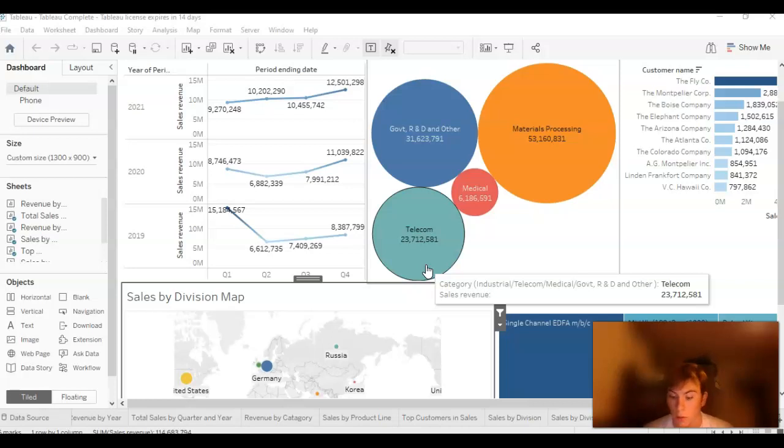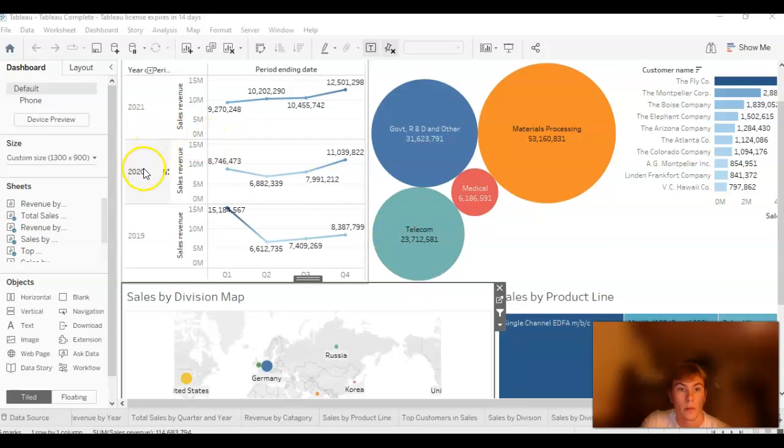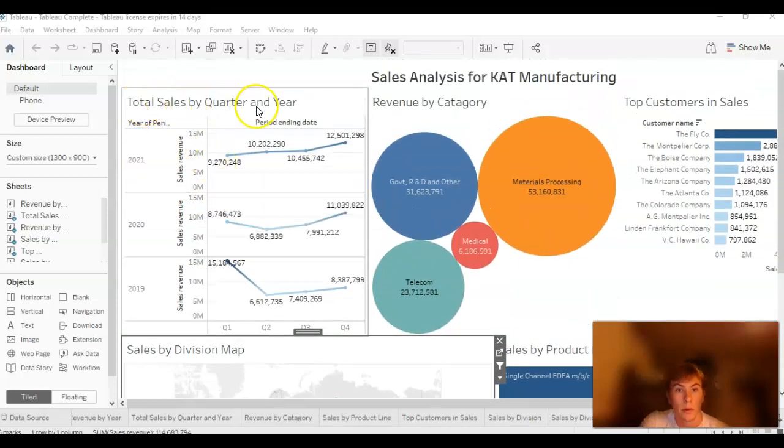The first one is: what were the total sales revenue for the third quarter of 2020? That's very simple. You just look at the total sales by quarter and year. You look at the year 2020 and then the third quarter and you see that it's 7,991,212.